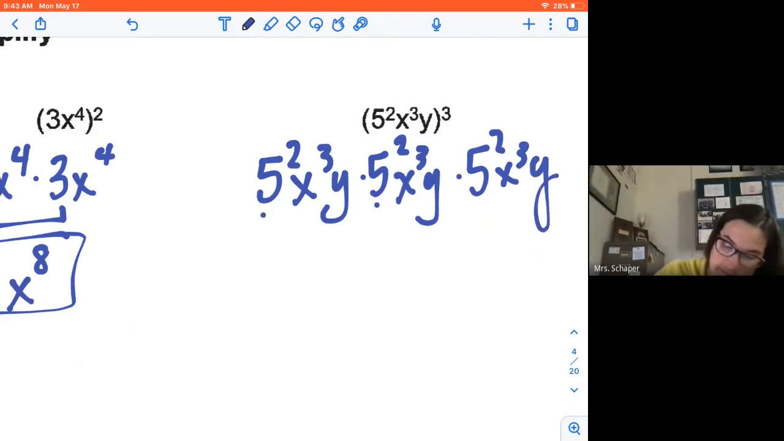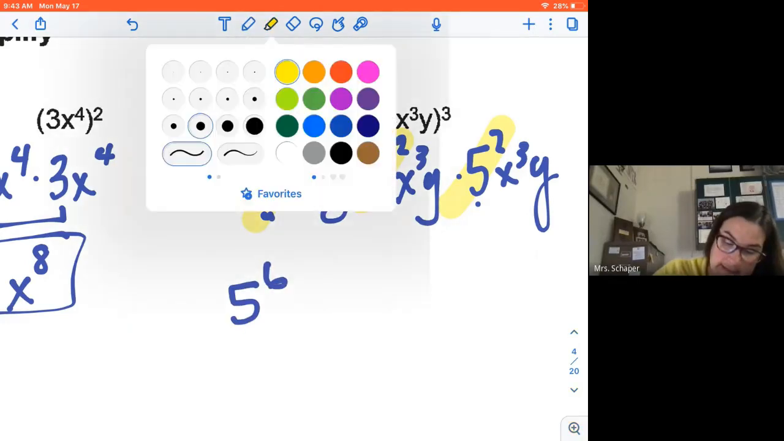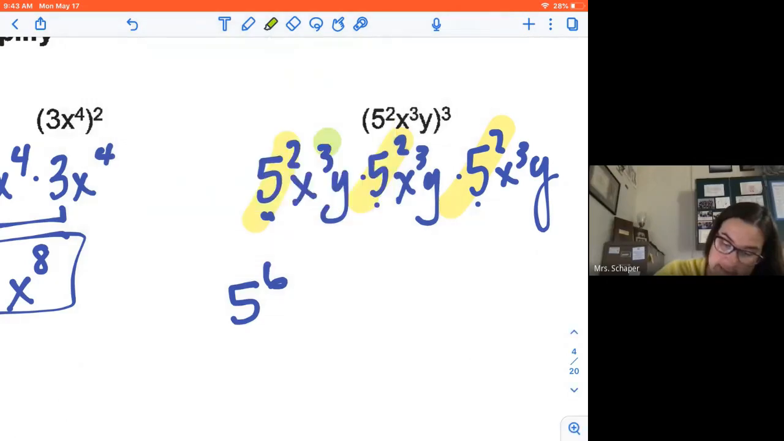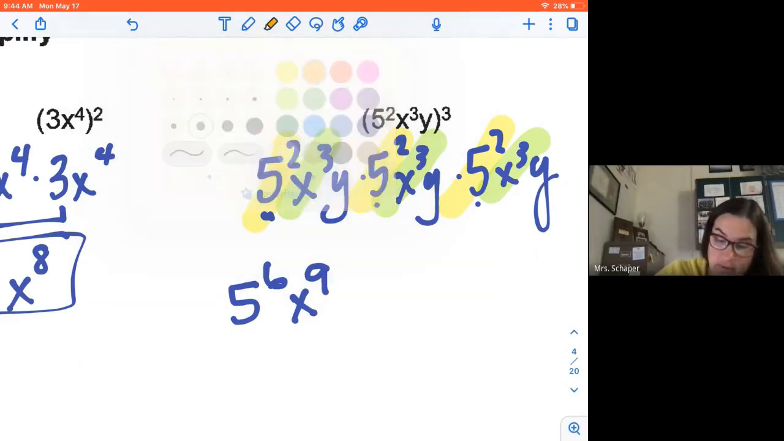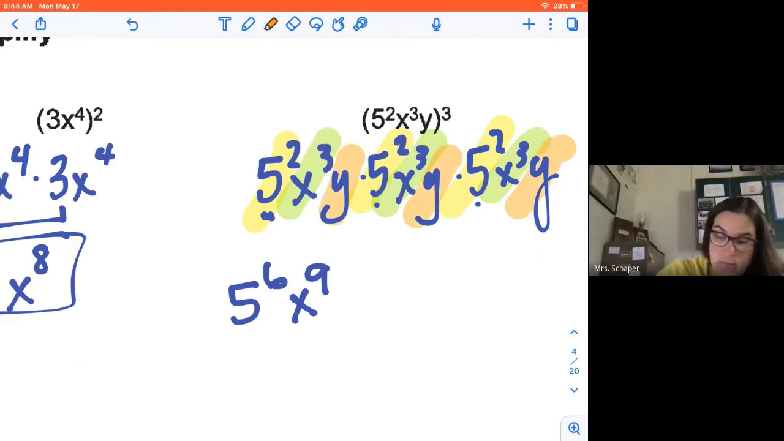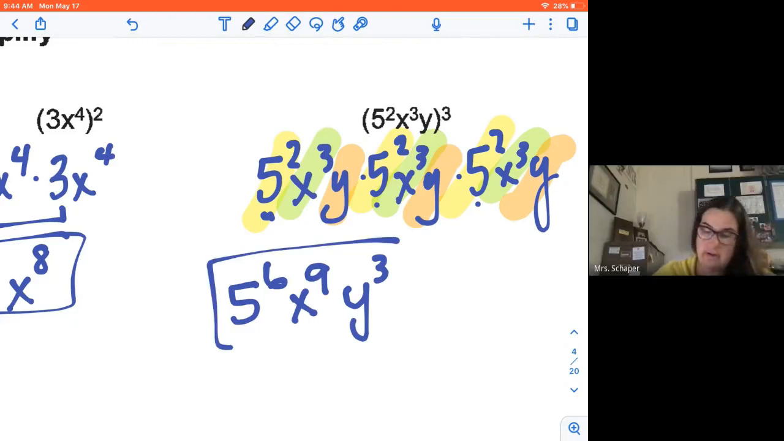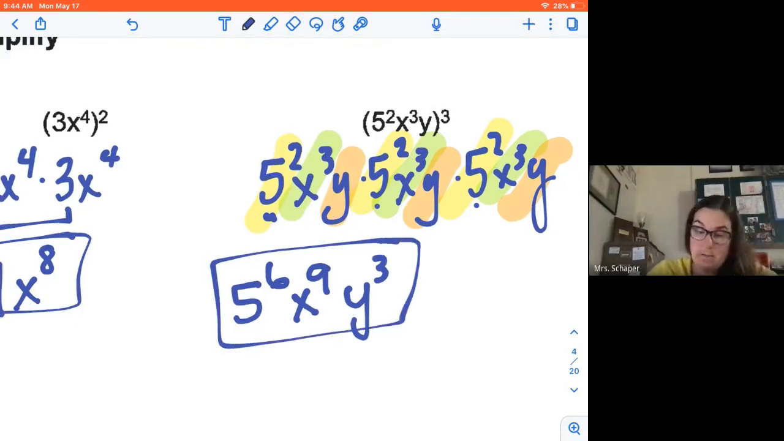So 5 times 5, or 5 squared, 5 squared and 5 squared would be 5 to the 6th, because we have 6 fives. X to the third, x to the third, x to the third would be x to the 9th. And then y, y, and y would be y to the third. And there we go. Oh, one more.